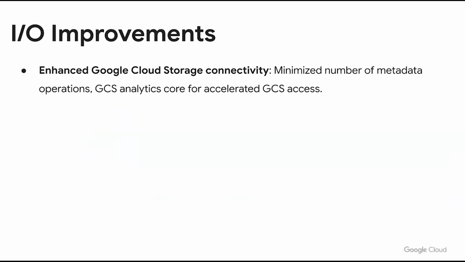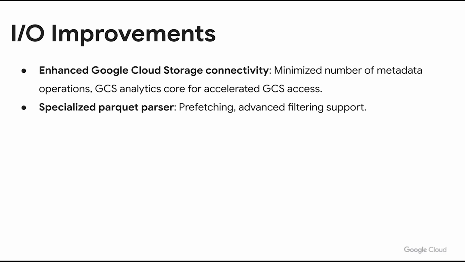Lightning Engine enhances your connectivity to Google Cloud Storage. It minimizes the amount of metadata operations you need, to reduce the number of calls you're making to GCS. We have also integrated with GCS Analytics Core. This is a library we have recently open sourced to Iceberg as well. So now GCS File IO can also leverage some of these improvements that we have done in this layer.